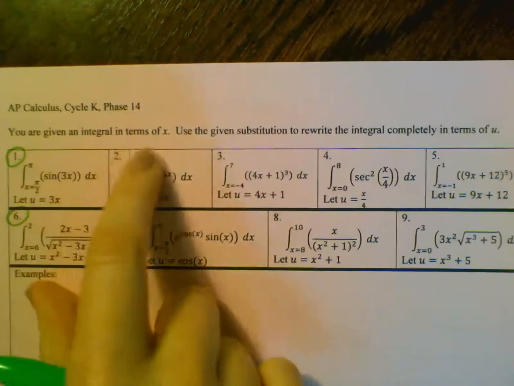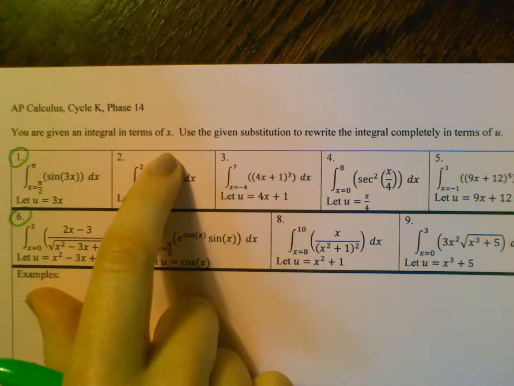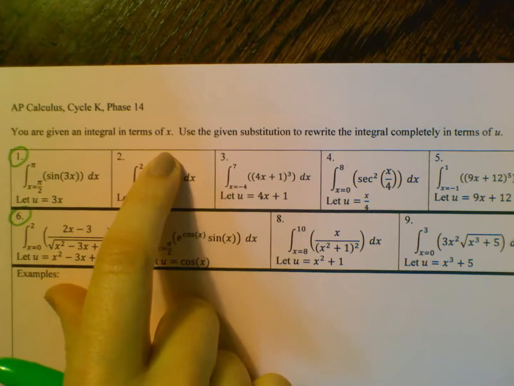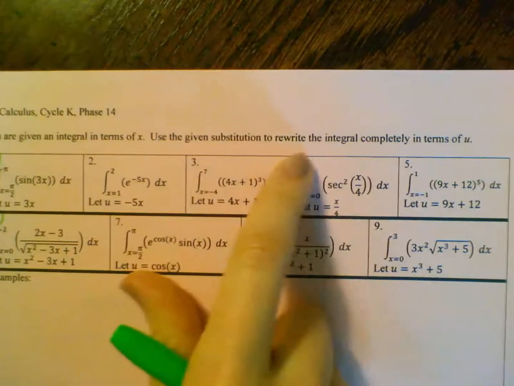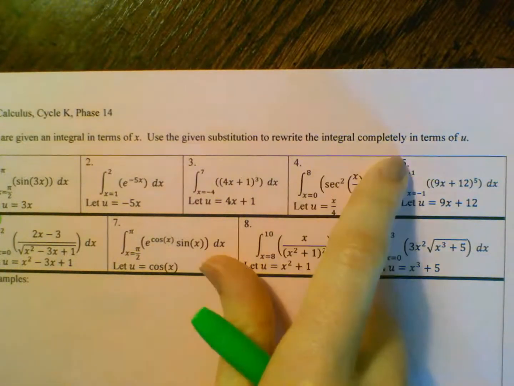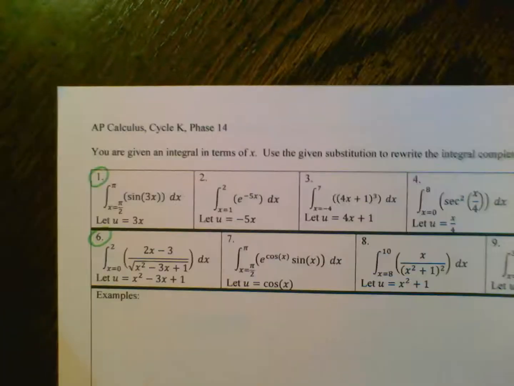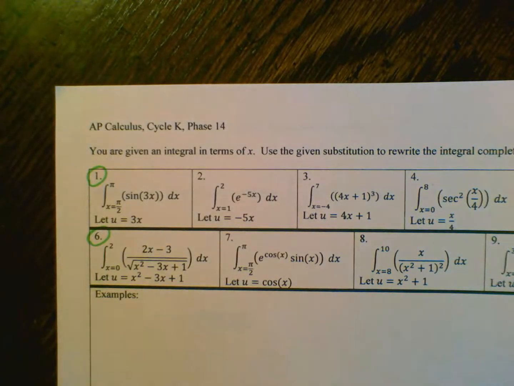All right, so you're given an integral in terms of x. It's a definite integral, by the way. Use the given substitution to rewrite the definite integral completely in terms of u. So we've done this before with indefinite integrals, which just means the antiderivative. A definite integral means the area under the curve, which you find the antiderivative in order to compute. So that's why the notation is very similar. So anyway, this is number 1.